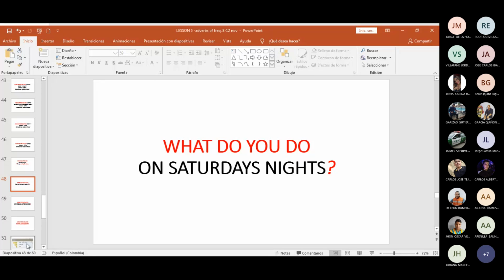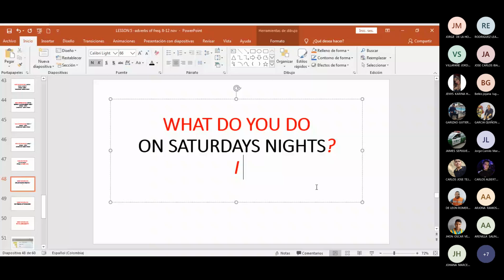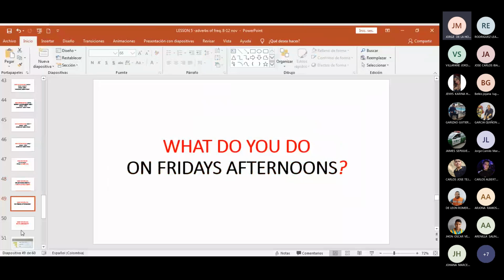What do you do on Saturday nights? Yeah, remember you can answer, for example, I watch TV on Saturday nights. I watch series on Netflix. Yes, I watch Netflix series, or I watch series on Netflix. It's the same. When you say I watch TV, you are indicating que usted está viendo televisión, ya sea en plataformas o en canales nacionales, okay? In public television or platforms.